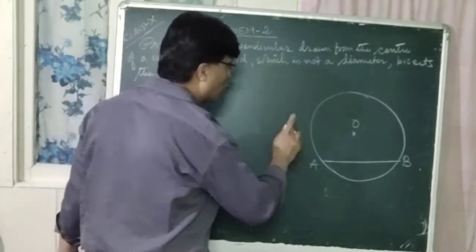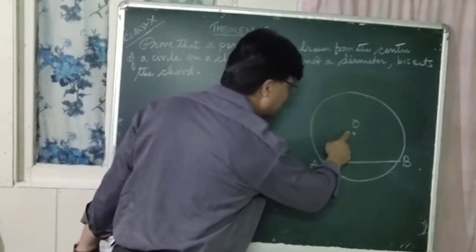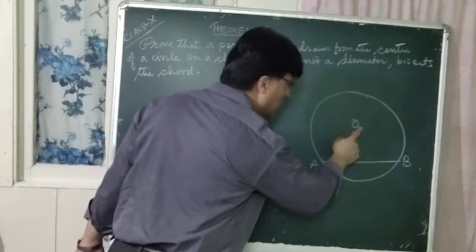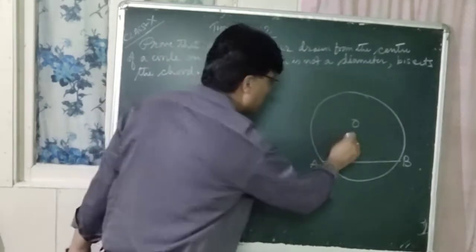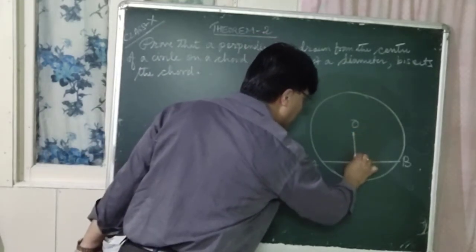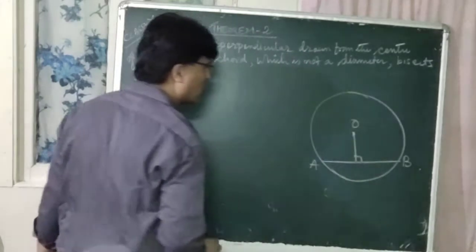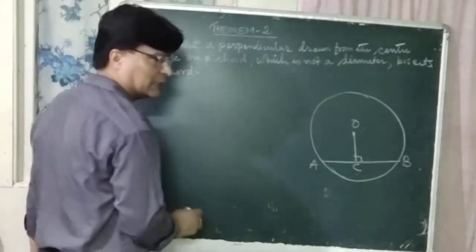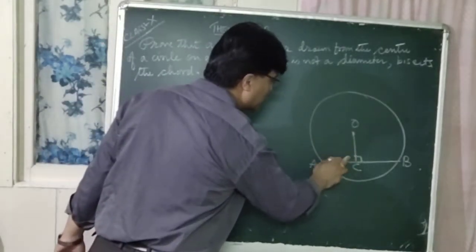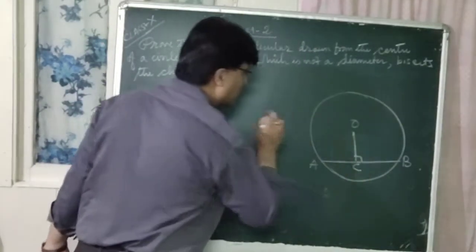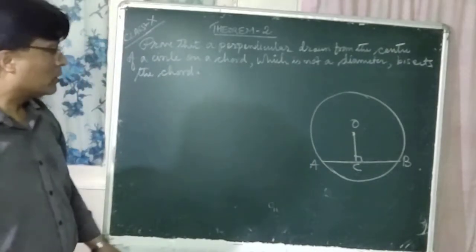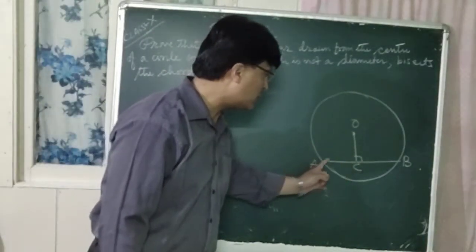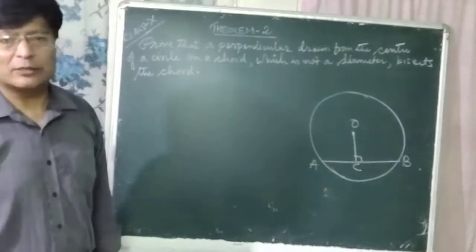A perpendicular is drawn from the center O of the circle to the chord AB. Suppose this is the point C. So OC is drawn perpendicular to AB at the point C. OC is drawn perpendicular to the chord AB at the point C.